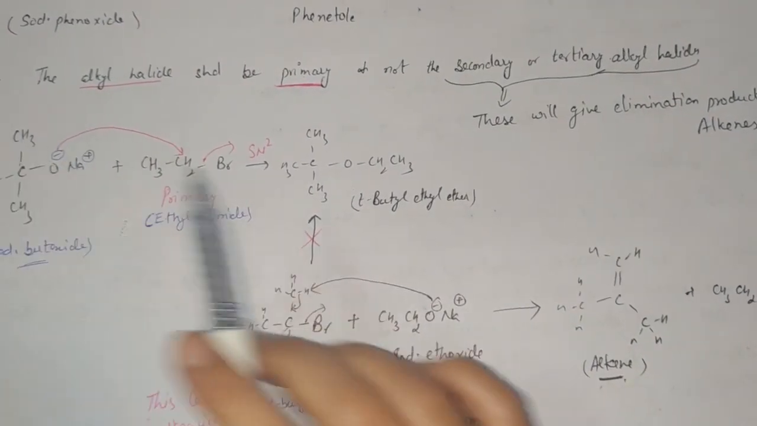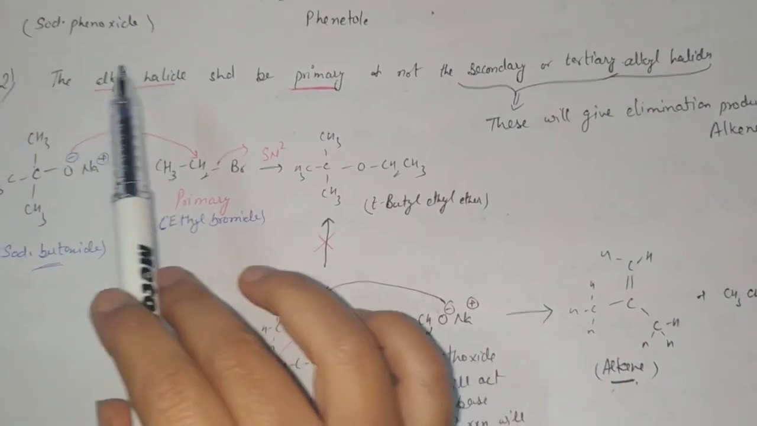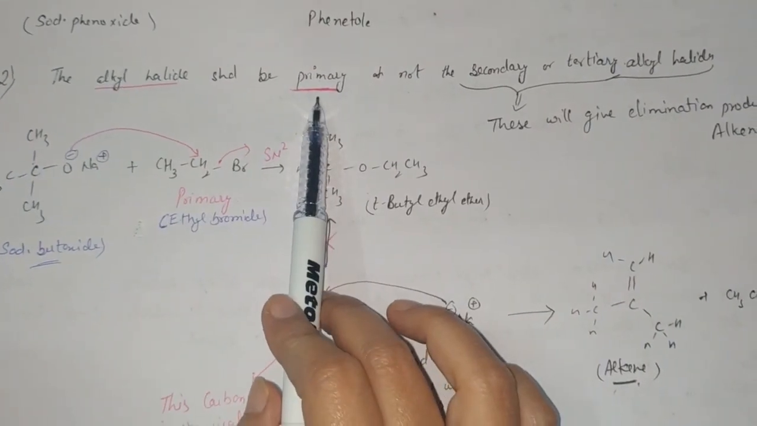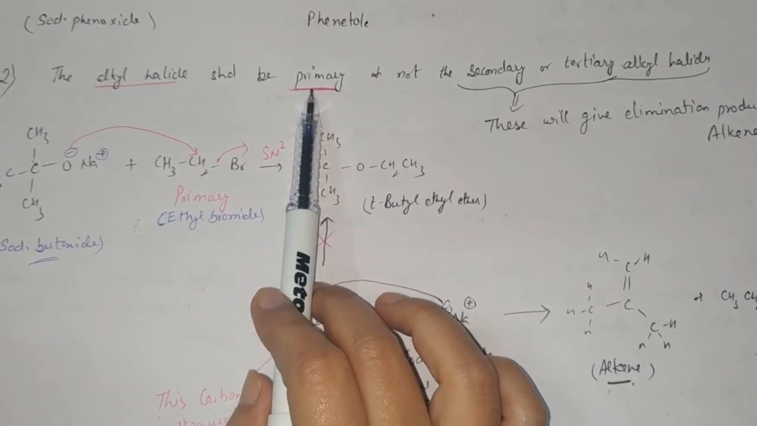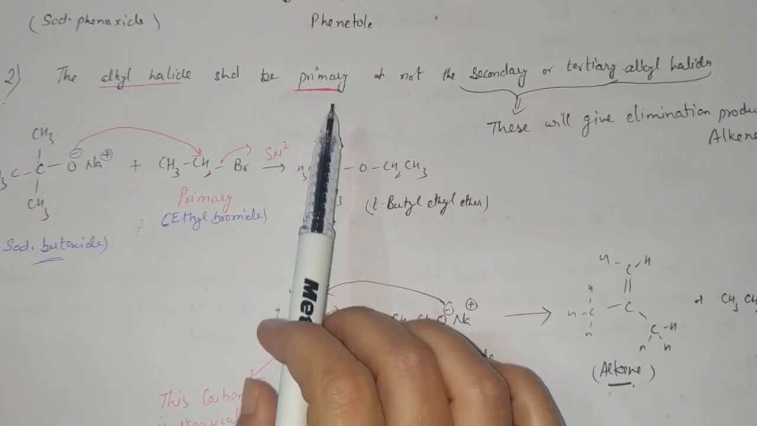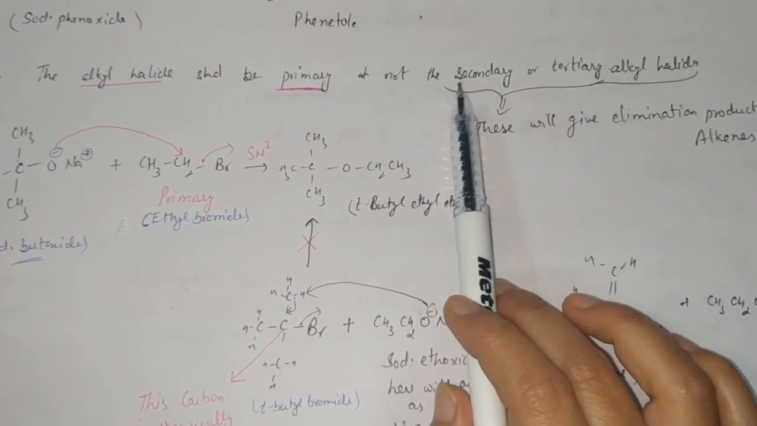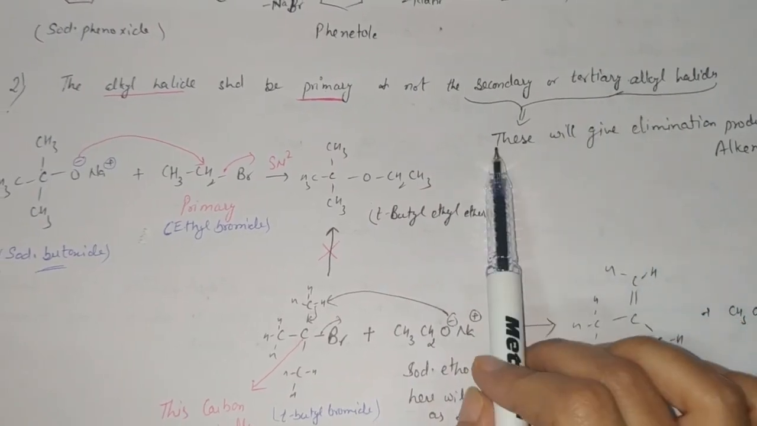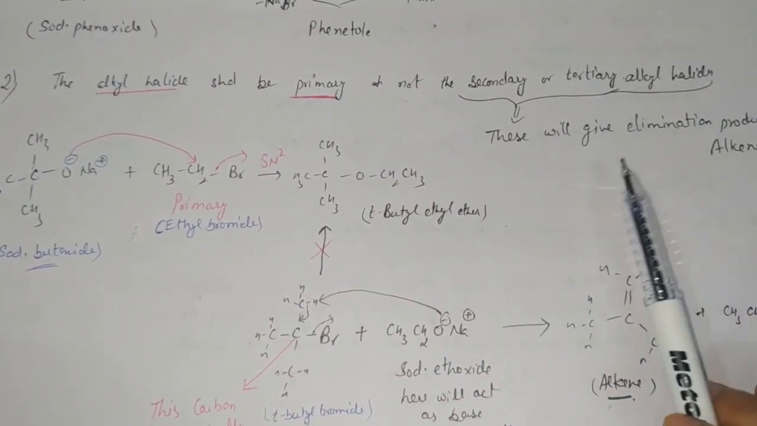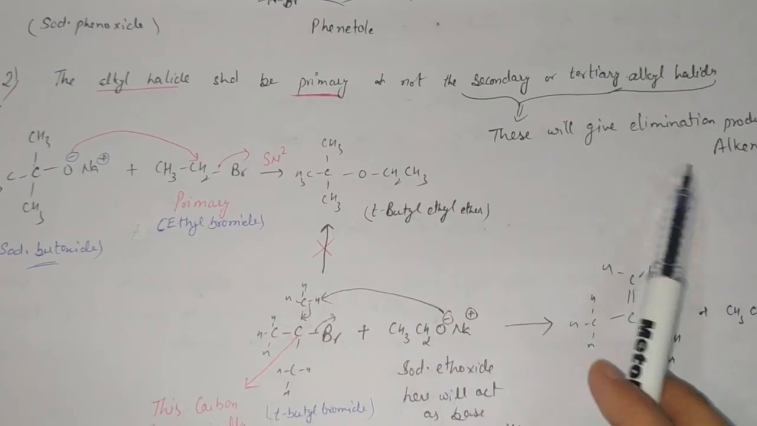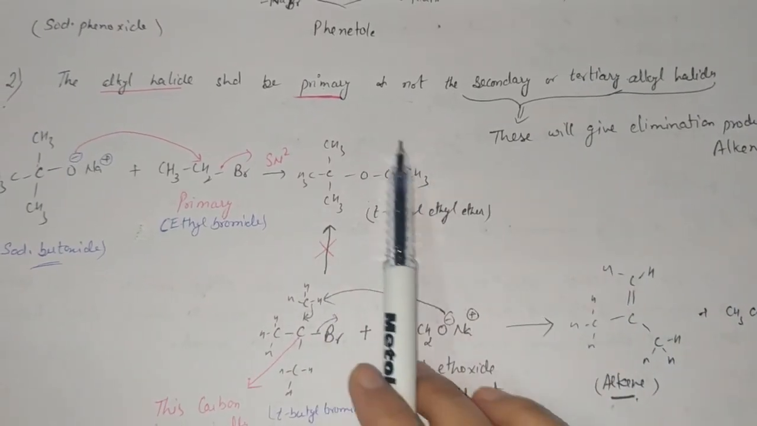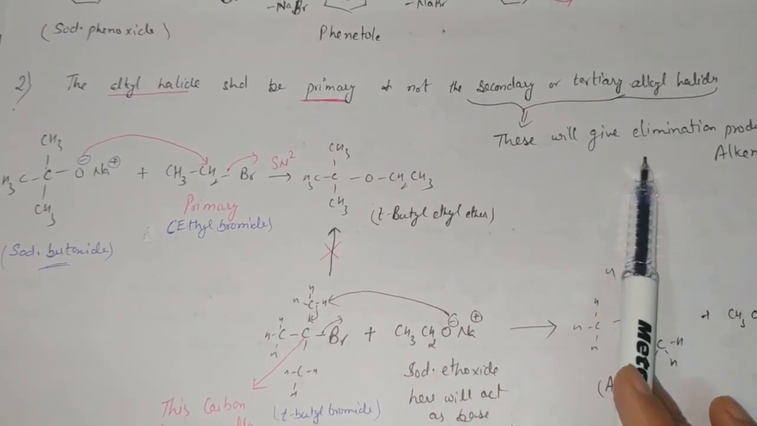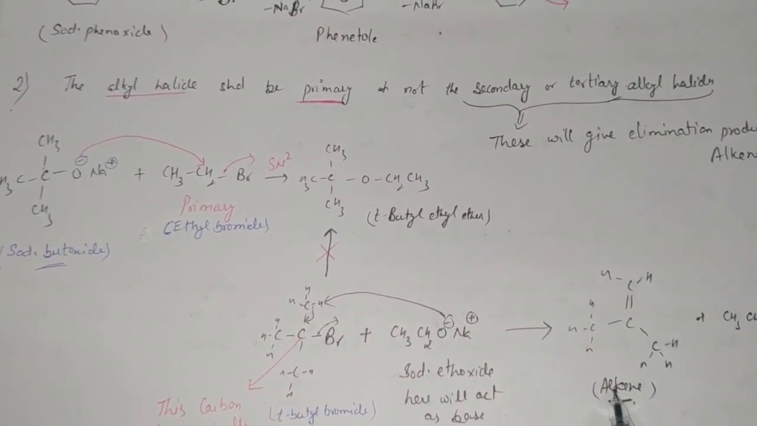And the second drawback is that the alkyl halide which we are using in this Williamson synthesis should always be primary. For a better yield and better result, we should use a primary alkyl halide in comparison to secondary and tertiary alkyl halides. If we use secondary and tertiary alkyl halides, then we would get the elimination product as the major one and the substituted product as the minor one, or we will get only the elimination product. The elimination product is the alkene, right?